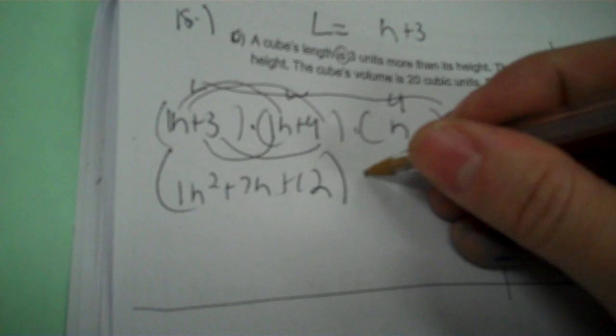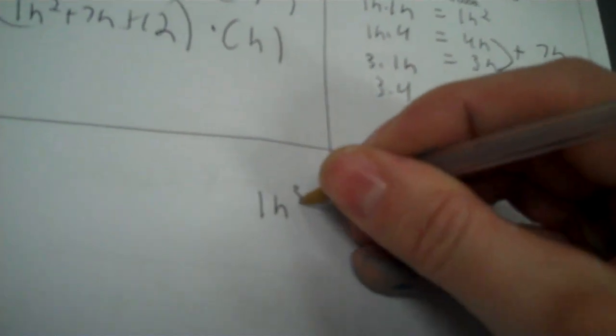But don't put that down here because you still have to multiply that all by h, which is easy to do. Everything just goes up a power. So 1h to the third plus 7h to the second plus 12h. Now you can go about solving it. There's 3 roots, but you just have to find one. You just have to find one that is a positive and a rational root.